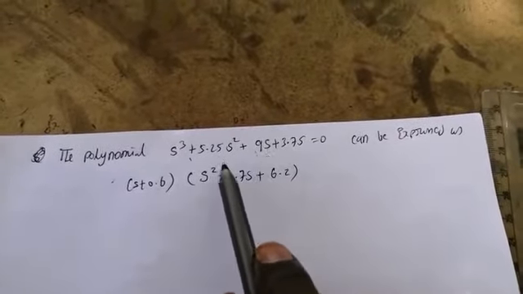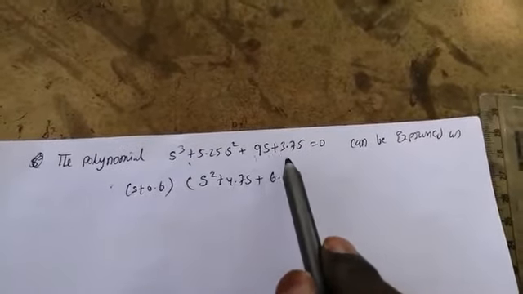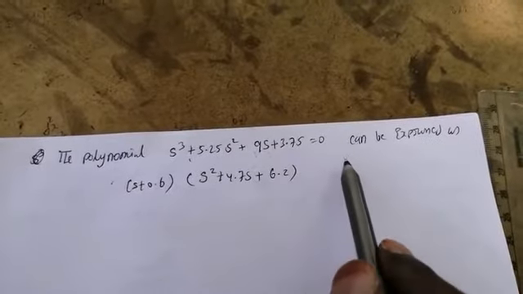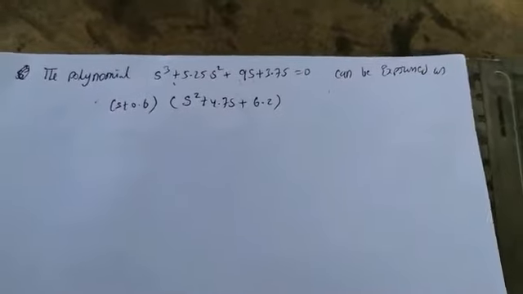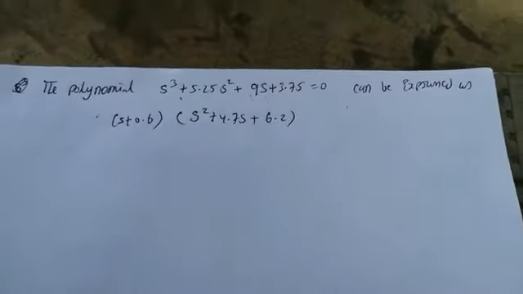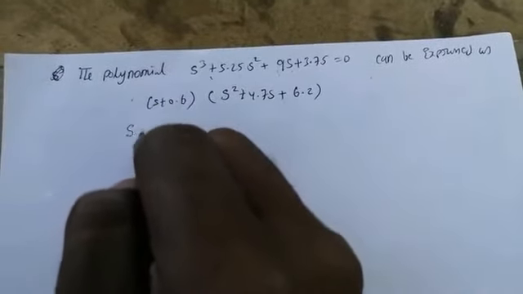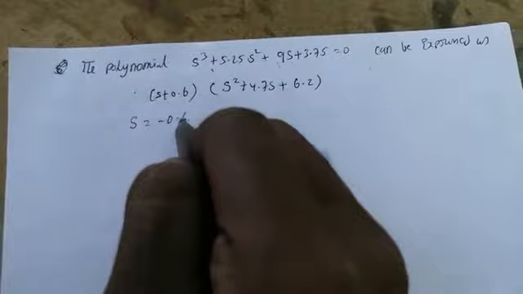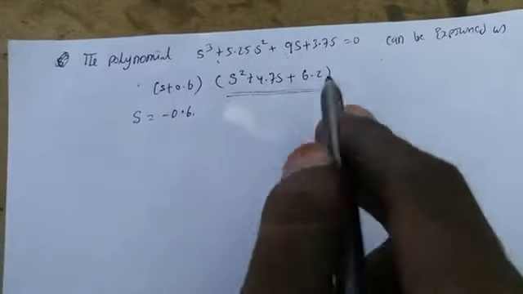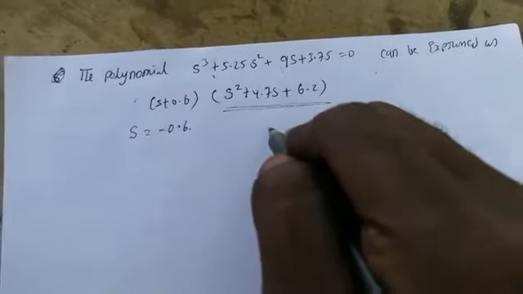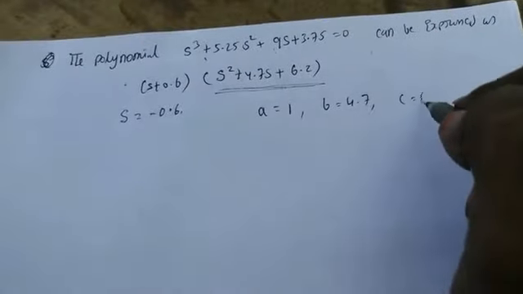In the general method we can't find the roots of this equation. That's why we solve the equation for finding the roots by using Lin's method. After Lin's method, using different tiles, tile 1, tile 2, tile 3, we finally obtained an equation like this. So out of 3, we obtained one root, that is s equals minus 0.6. Now again we have to obtain the remaining 2 roots from this equation. If you see this equation, a equals 1, b equals 4.7 and c equals 6.2.